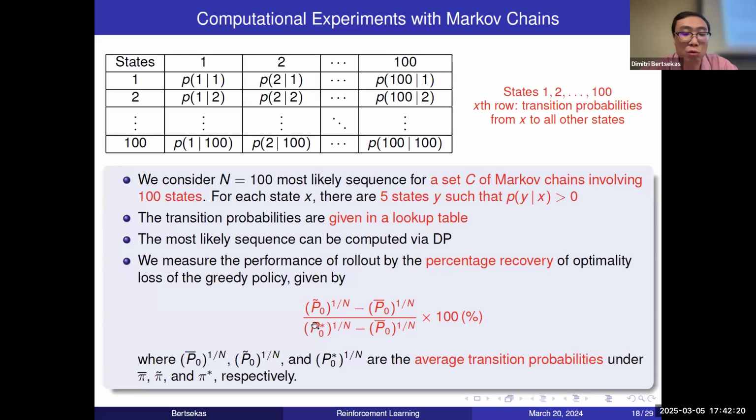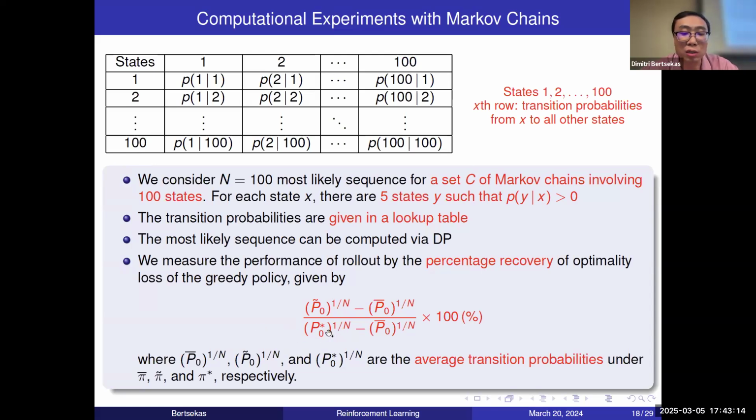Given that we can compute the most likely sequence, we can measure how good the rollout policy is over the base policy by a concept we call percentage recovery, whereby this number is the most probable sequence starting from all the states and in all sets of Markov chains we considered. And this number is just too small, right? If you think about 100 state transitions, each transition probability is no more than 1, and eventually you have some number which is so small to deal with.